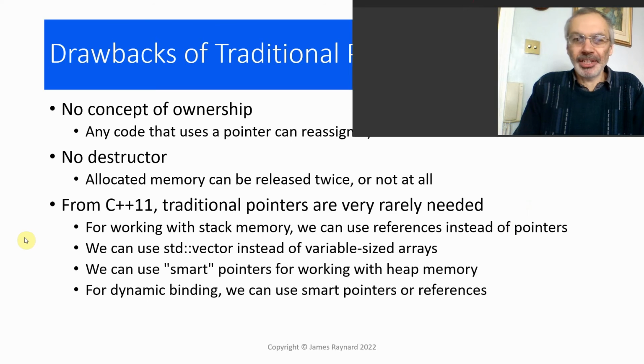Fortunately, C++11 now means that you don't need to use traditional pointers very often. If you're working with stack memory, we can pass by reference instead of passing by address. If we want a variable sized array, we can use the library vector class. If we're working with heap memory, we can use these smart pointers. And if we want dynamic binding, we can use smart pointers again, or we could use references.